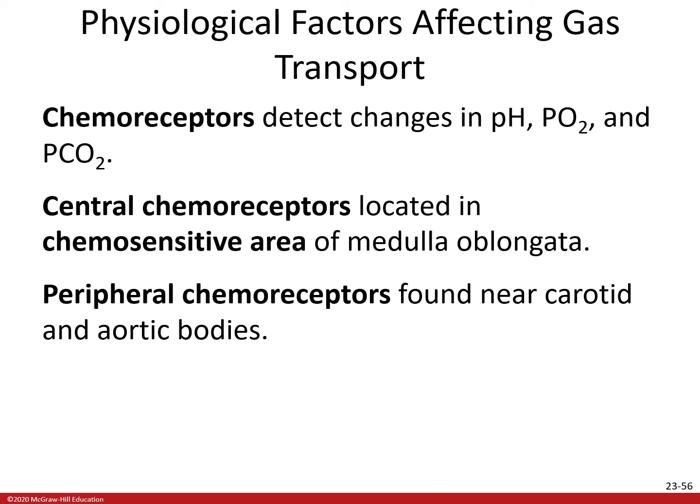You do have central chemoreceptors that are located in chemosensitive areas of the medulla oblongata. Underline that, highlight that. The medulla oblongata is one of the most important structures when it comes to helping to fix oxygen and carbon dioxide related problems in the blood. And then we have the peripheral chemoreceptors, which are going to be found near the carotid and aortic bodies, so pretty close to those primary arteries, right?